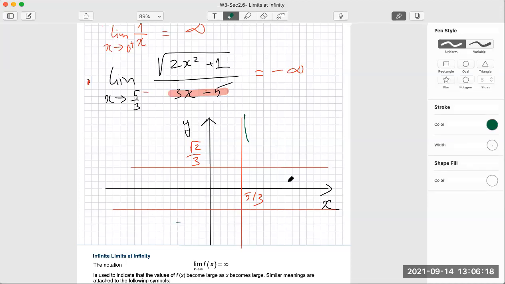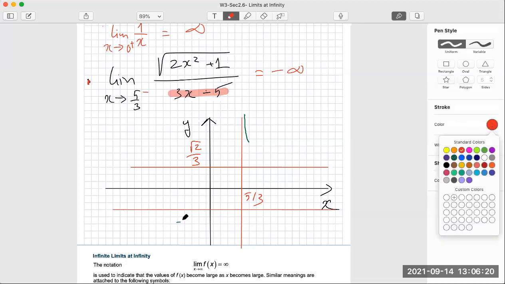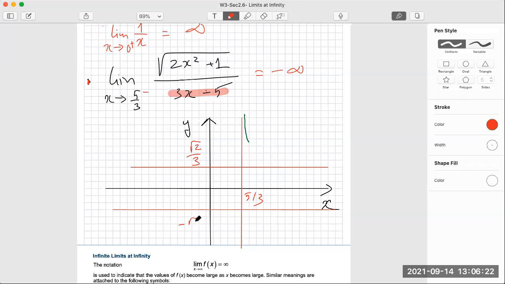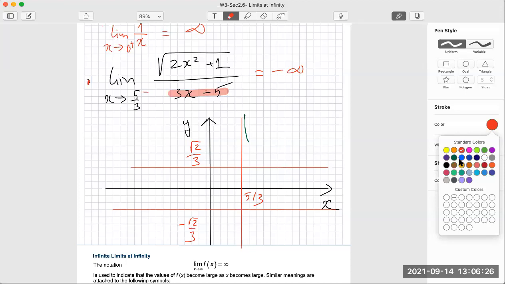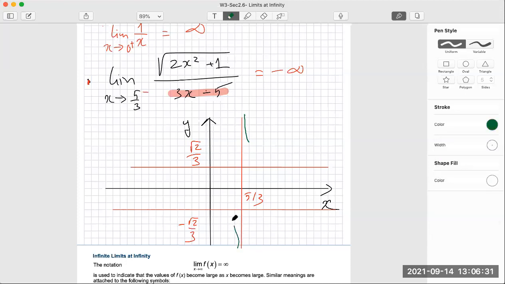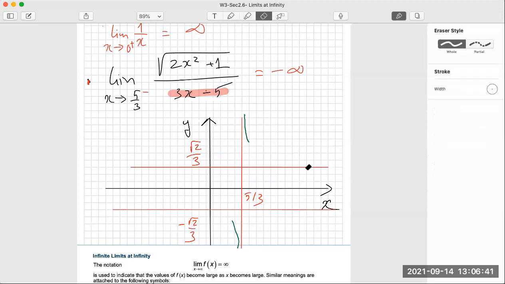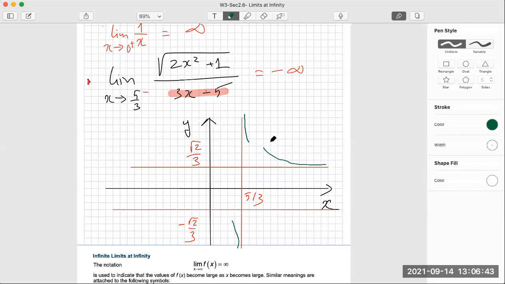On the left-hand side, this is not a good way to write it. It should be written here on the left. If it approaches 5/3 from the left, then it is negative infinity. It should be somewhere here, right? And as x goes to infinity, it should be somewhere here, closer to this line. Then we guess it should be somehow like this.